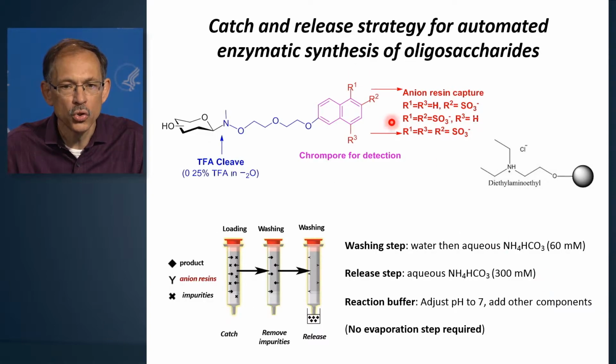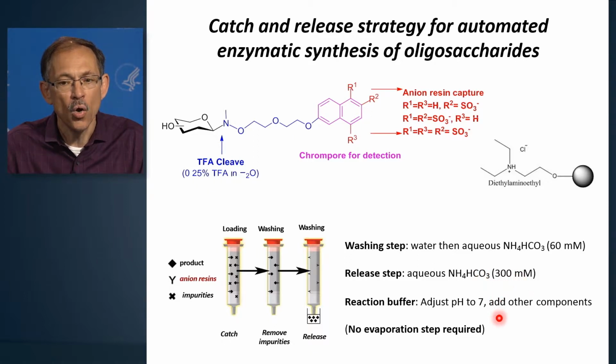To accomplish these goals, we developed a tag that is based on sulfonates. They contain these negatively charged residues. And we found that such a tag can easily be captured on a commercial diethylaminoethyl resin. So it can be captured, and then by washing with water and a low concentration of ammonium carbonate, all reagents, including excess sugar nucleotide, can be washed away. Then the oligosaccharide can be released from the resin by using a higher concentration of ammonium carbonate, 300 millimolar.